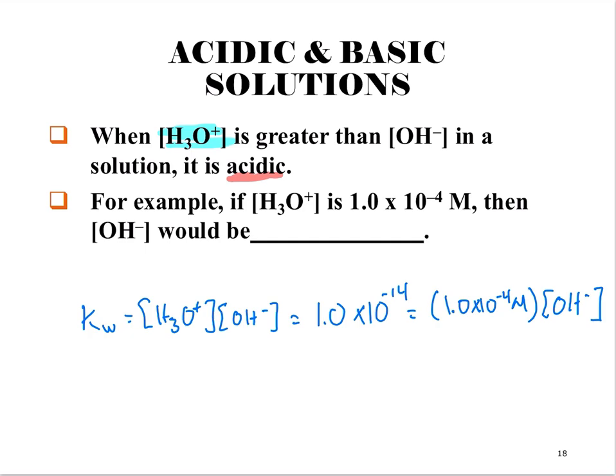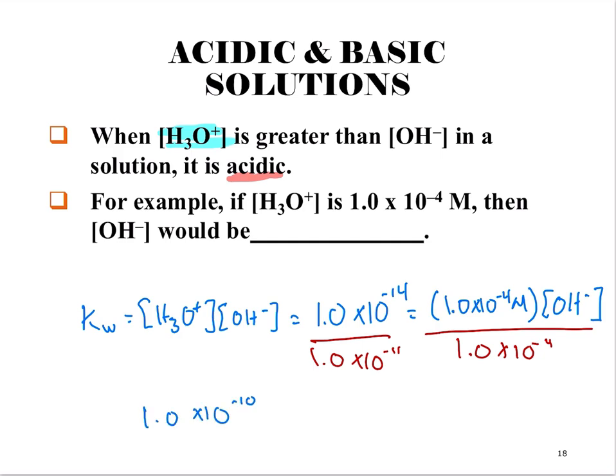And so if we were to solve then for OH minus, we divide both sides by 1.0 times 10 to the minus 4. We can just use ideas of scientific notation. That'll give us 1.0 times 10 to the minus 10, because this will cancel out on that side, is equal to the OH minus concentration. So this would be 1.0 times 10 to the minus 10 molar.